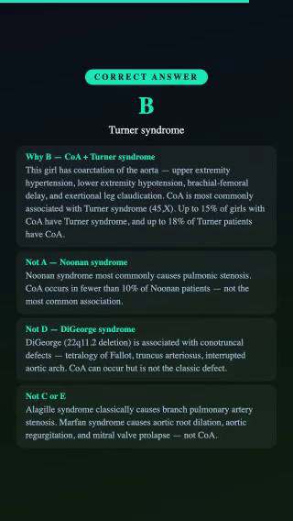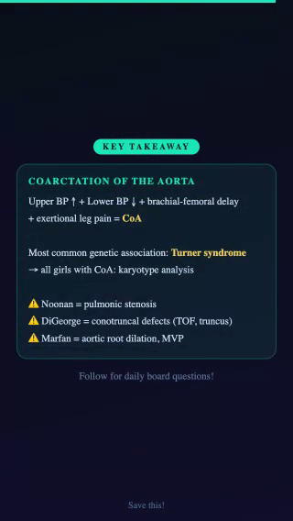Key testing point: coarctation of the aorta presents with upper extremity hypertension, lower extremity hypotension, brachial femoral pulse delay, and exertional leg claudication. The most common genetic syndrome associated with COA in girls is Turner syndrome. All female patients diagnosed with COA should undergo karyotype analysis. Remember, Noonan equals pulmonic stenosis, DiGeorge equals conotruncal defects, and Marfan equals aortic root dilation.